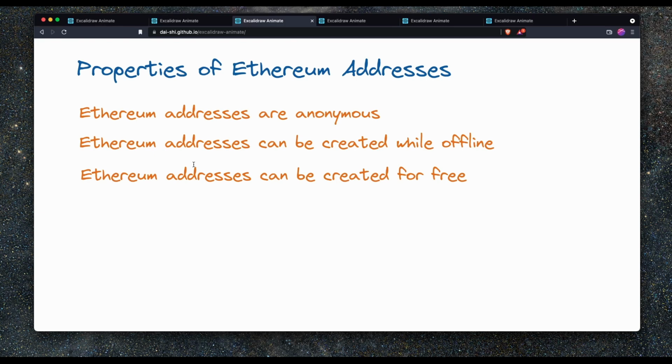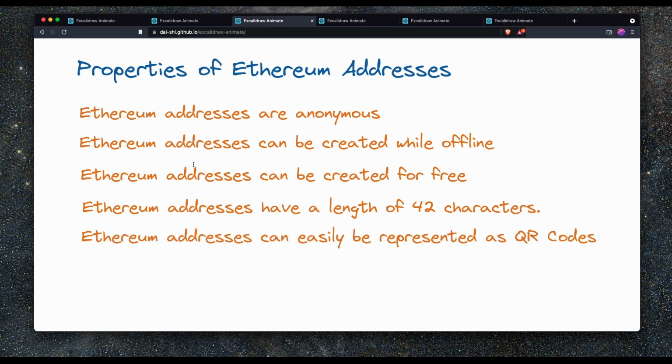And really, the reason is because an address is essentially based on a random number, which is your private key. And so that's free to do. As mentioned before, Ethereum addresses have a length of 42 characters. This is kind of easy to remember because 42 is the meaning of life after all.